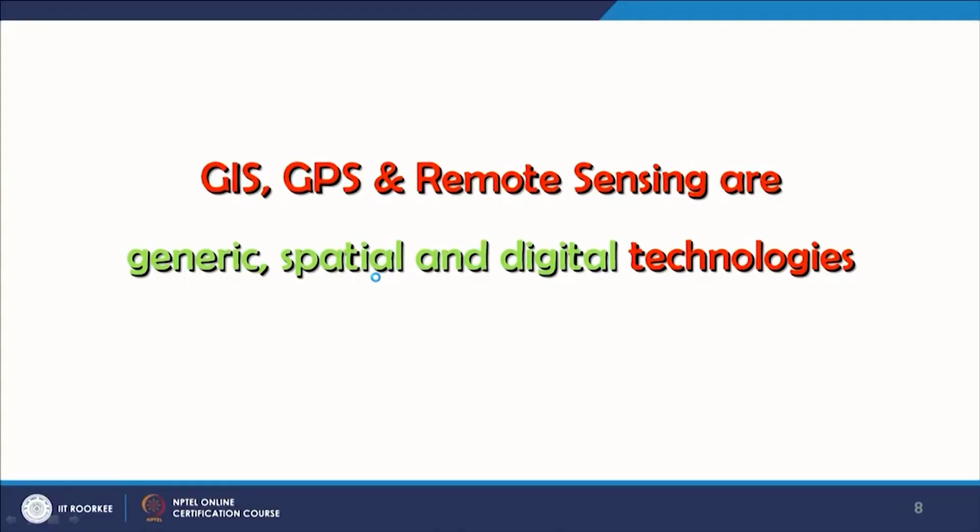Data from GNSS, data from remote sensing, and data from other sources. Recall the definition, spatial data coming from a variety of sources. So not only the data from GNSS, remote sensing, but from other sources can also come. Now these three technologies which I have just mentioned, GIS, GNSS and remote sensing, are generic, spatial and digital technologies. Generic I have just explained, but I will again further elaborate on this.